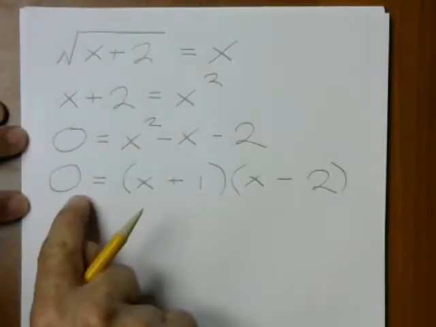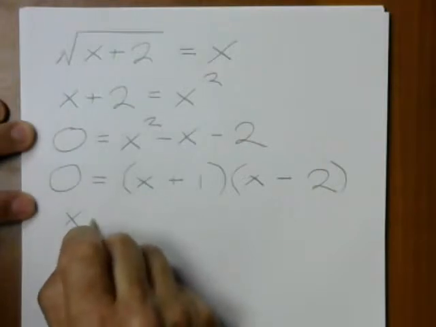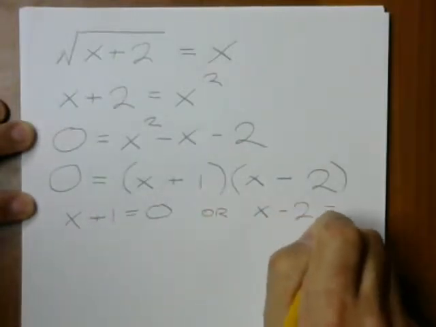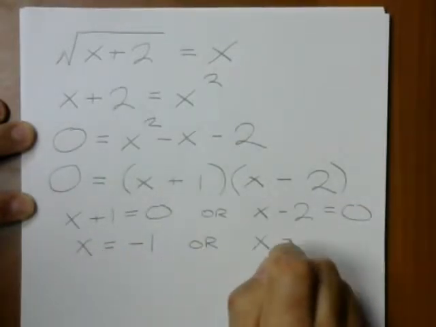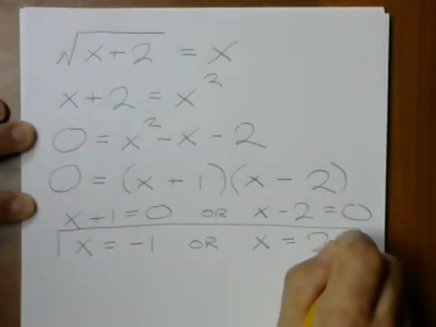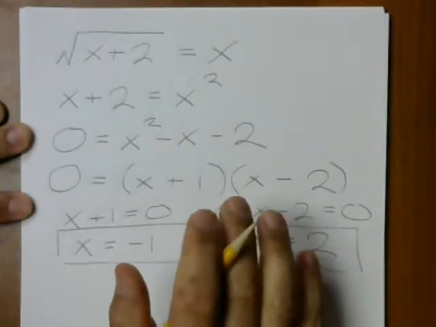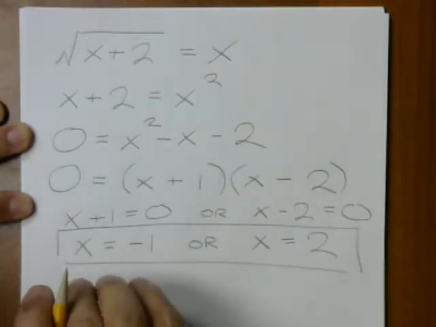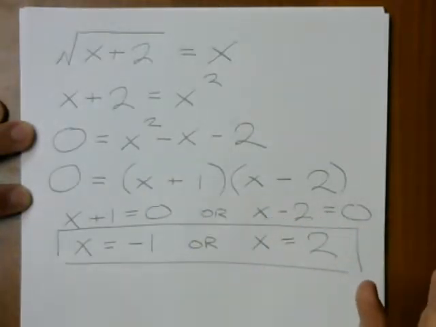I know that this product is 0 if and only if one of these two pieces is 0. So I know that x plus 1 equals 0, or x minus 2 equals 0. So that tells me x equals minus 1, or x equals 2. Or is it? Maybe, since we squared both sides of the equation, just like last time, one of the solutions we created might not work.